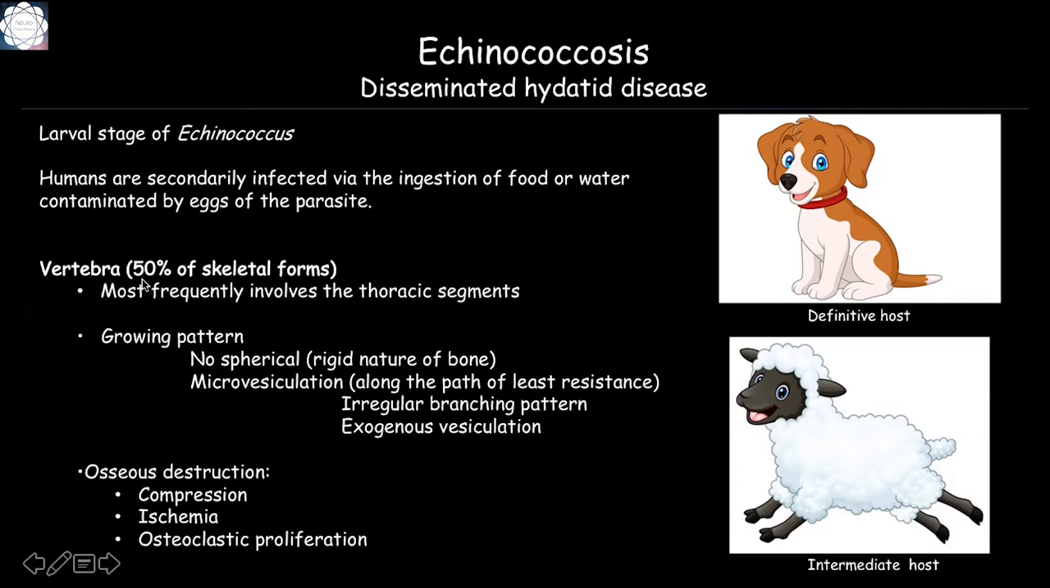The vertebral localization represents 50% of the skeletal form of the disease. It most frequently involves the thoracic segments. The growing pattern tends to be non-spherical, as in the brain, because of the rigid structure of the spine. And there is microvesiculation, which is very typical of this process. You have compression, ischemia, and osteoclastic proliferation in this process.